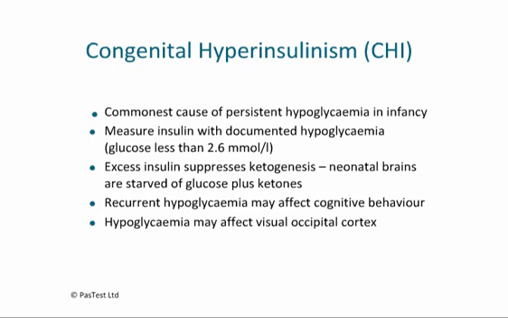Excess insulin suppresses ketone production. Therefore, the neonatal brain is starved not only of glucose but also of ketones. Therefore, the neonatal brain is susceptible to hypoglycemic injury. In some children, recurrent hypoglycemia may affect cognitive behavior and the visual occipital cortex, leading to poor vision in later life.